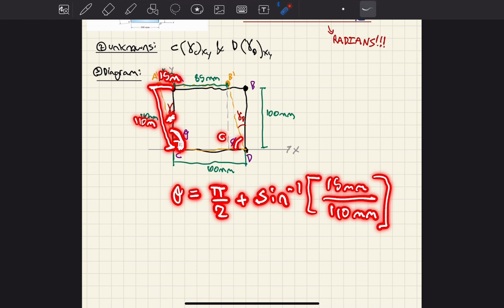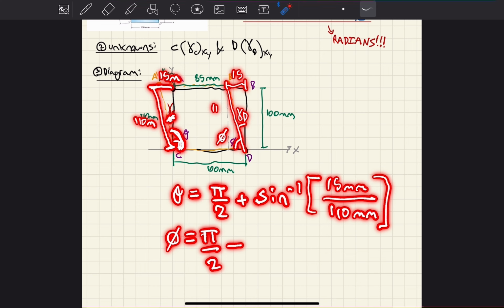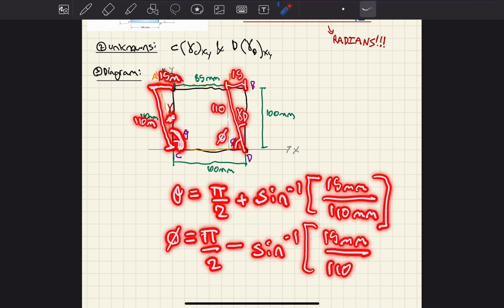How about phi? Phi is very similar, except this time all I'm going to do is subtract. It's just 90 degrees, or pi over 2, minus this gamma angle right here. And this gamma angle can be found similarly. This distance right here is 15, this is 110, so it's the sine inverse of 15 over 110, again opposite over hypotenuse. When I do these calculations, it will give me the angles phi and theta in radians. It has to be radians.